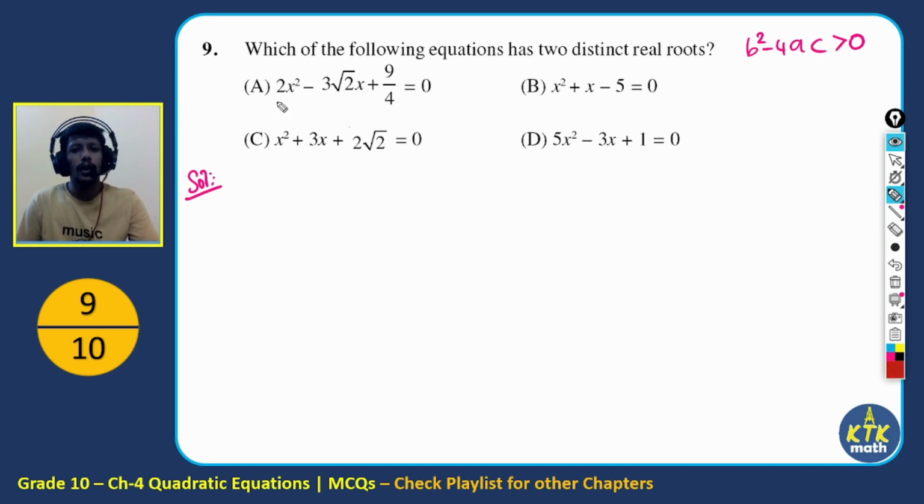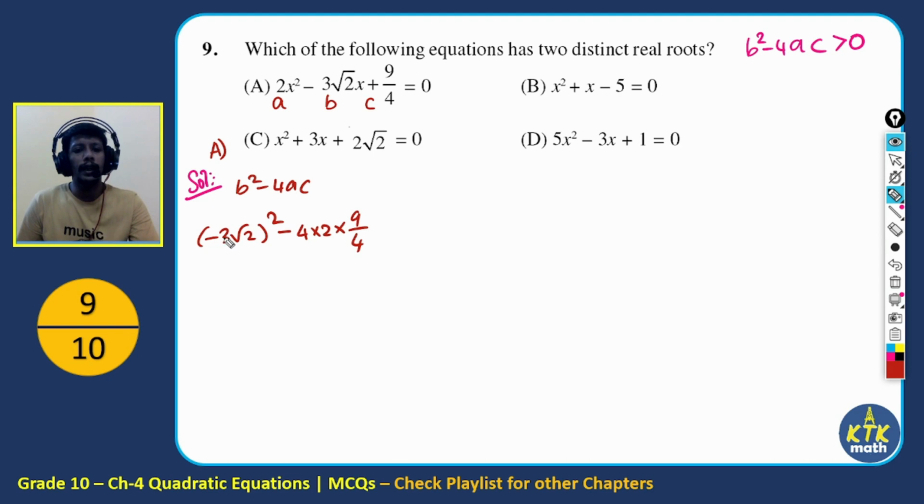So first one, your a value is 2. This is your b value, this is your c value. So you can substitute in b square minus 4ac. I am doing it for option A. It is better if possible you pause the video and work out the nature of roots for all 4 options and then you can find it. So b square minus 4ac, how are we going to solve this? Negative 3 root 2 square minus 4 times 2 times 9 over 4.